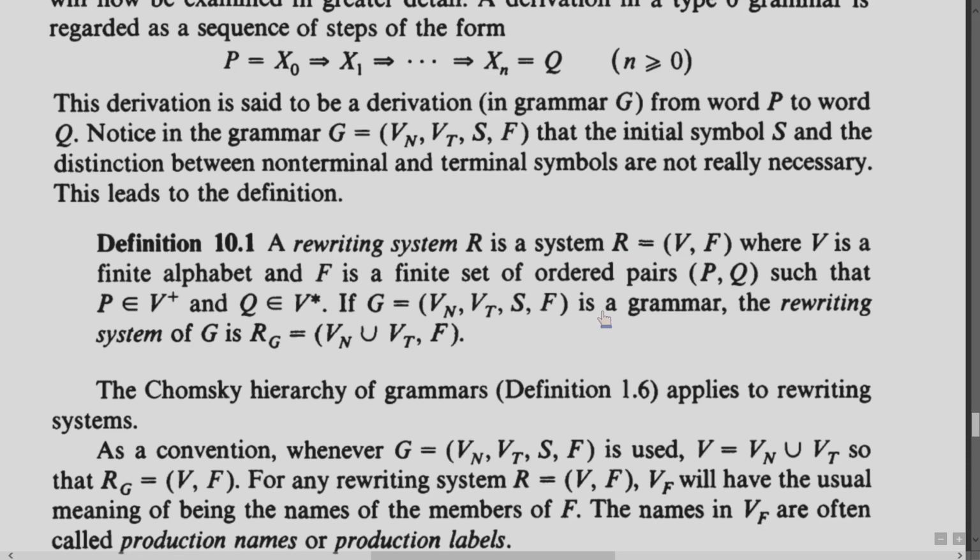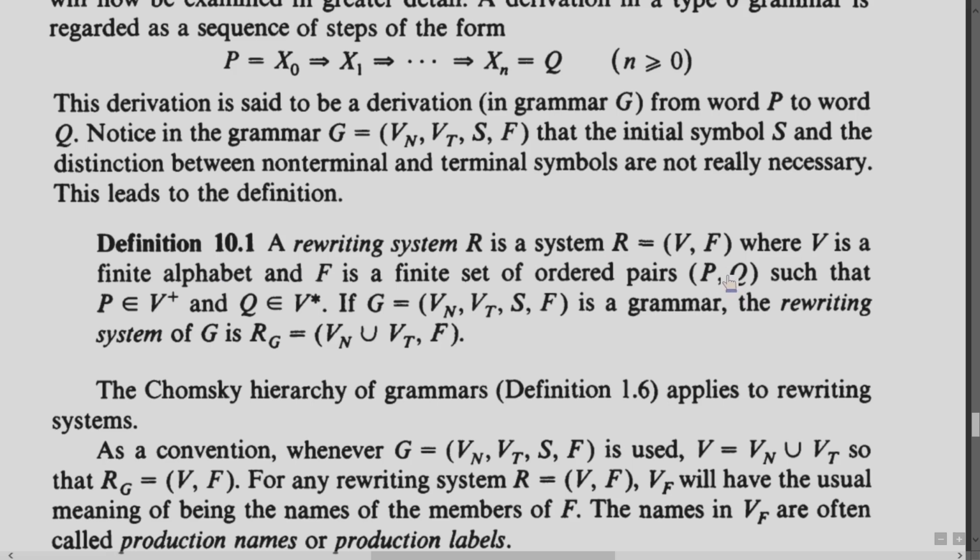We can read it. A rewriting system R is a system of V and F, where V is a finite alphabet. Alphabet is a set of symbols, and F is a finite set of ordered pairs. In this book, earlier we used to write a production as P arrow Q, but this time we are showing it as a pair (P, Q). So the production rule will change the string P to the string Q.